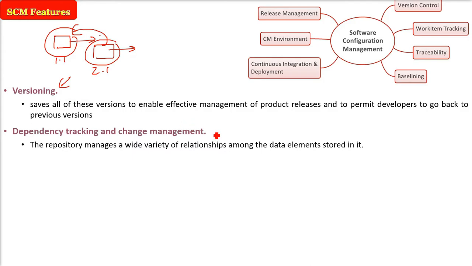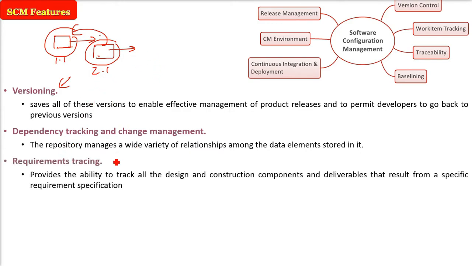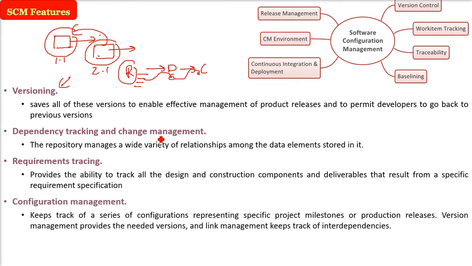Then the next SCM characteristic is dependency tracking and change management. The repository manages a wide variety of relationships among the data elements stored in it. Different work products have interdependencies, so when you change something somewhere, it has to be tracked in other places also. Then requirement tracing. Once you have created a requirement, whether there is a design change or a code change, it has to reflect back to the software requirement. It provides the ability to track all the design and construction components and deliverables that result from a specific requirement specification, the SRS.